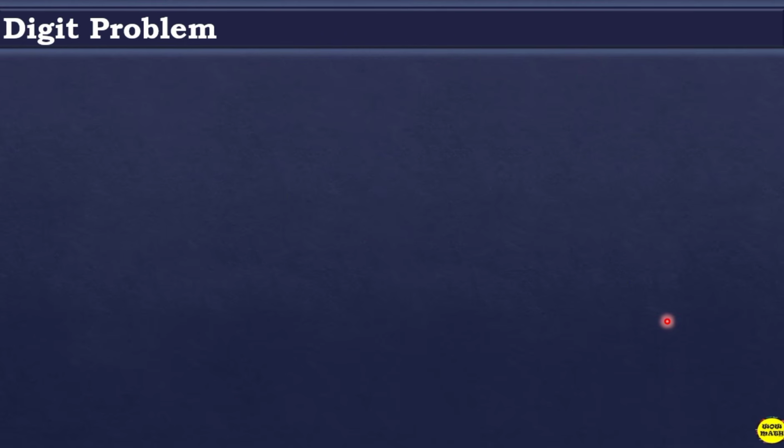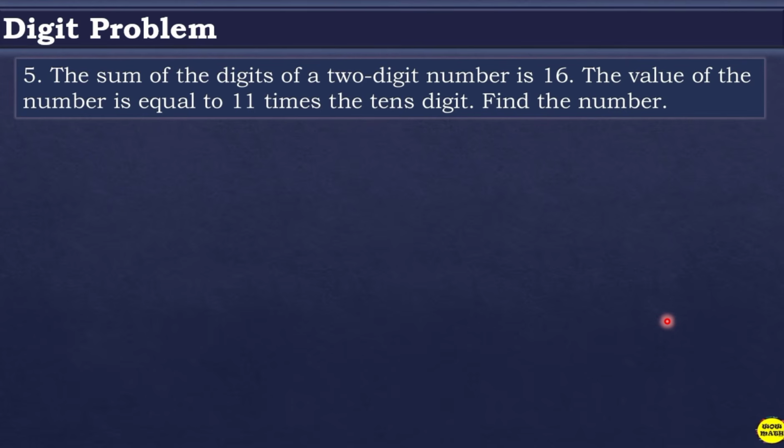Next, let's have the digit problem. The sum of the digits of a 2-digit number is 16. So, ibig sabihin, yung dalawang digits mo, pag pinag-add mo daw yun, 16 ang result. Okay? Halimbawa, meron akong 23, 2 digits yun, 'di ba? 2 plus 3, 5. Yun po yung ibig sabihin ng first sentence natin. Meron akong 54, 2 digits siya. 5 plus 4, 9. Dito, sa problem natin, yung 2 digit mo, pag pinag-add, 16.